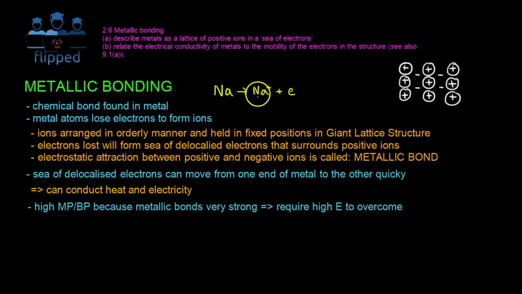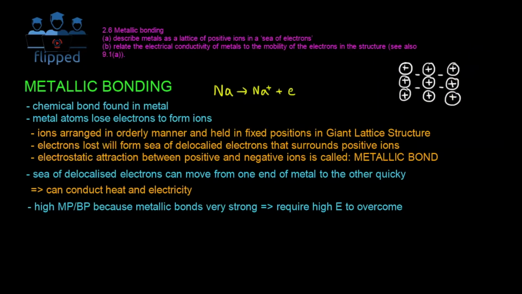And the ions, which is Na+, are arranged in an orderly manner and held in fixed positions as such. All these pluses are the Na pluses, which are the positive ions, in a giant lattice structure. So this whole thing is a giant lattice structure.